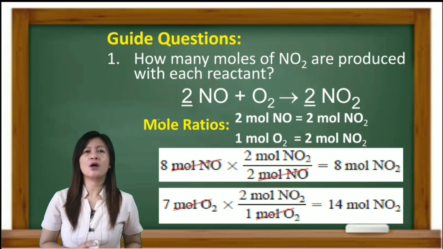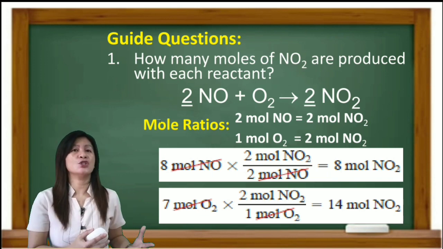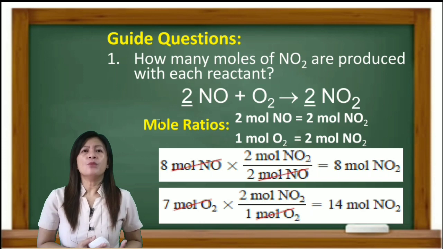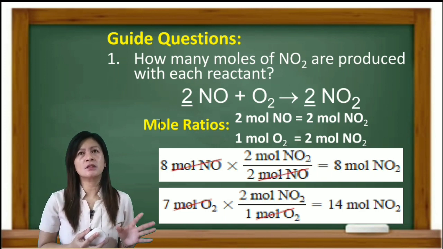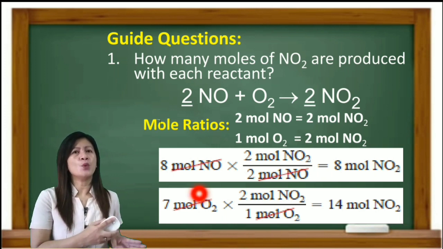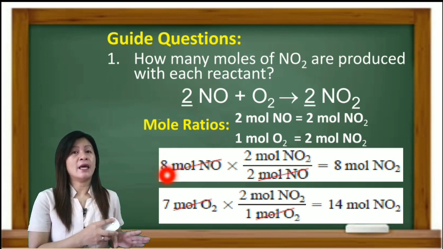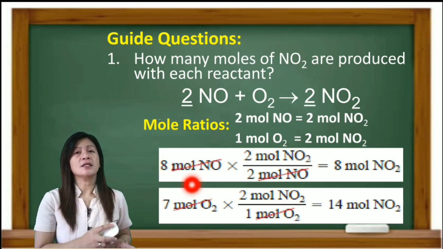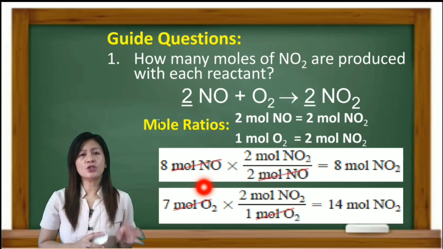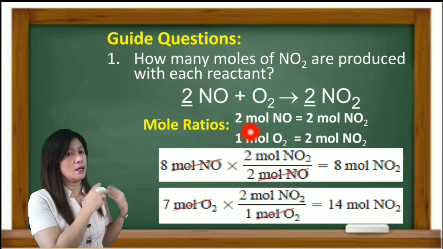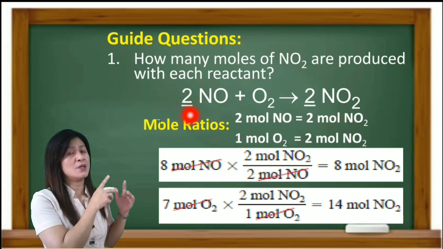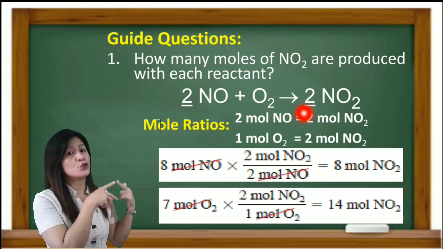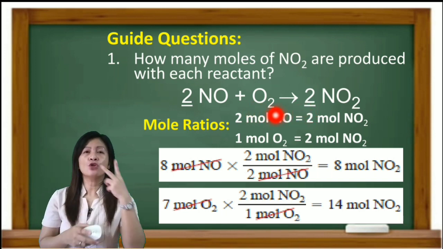Let's answer the questions given the problem. How many moles of nitrogen dioxide are produced with each reactant? Again, the amounts of each reactant given are 8 moles of nitrogen monoxide and 7 moles of oxygen gas. We have the following mole ratios. Again, they are taken from the balanced chemical equation: 2 moles of nitrogen monoxide plus 1 mole of oxygen gas to produce 2 moles of nitrogen dioxide. So we have mole ratios.